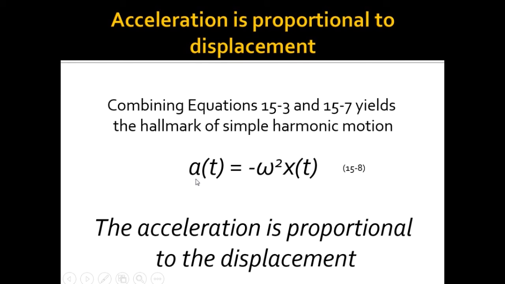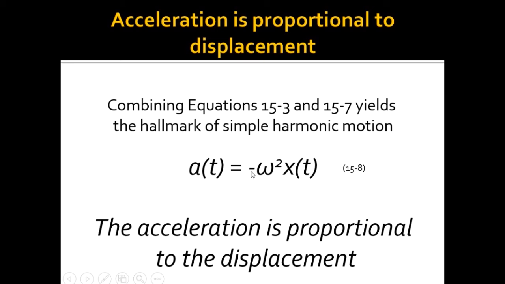That says the acceleration at some point in time of my oscillation is proportional to the displacement. Okay? So whatever the displacement is, I multiply it by negative omega squared, and that is the acceleration at that same moment in time. This is the hallmark of simple harmonic motion. It's an extremely important equation, and it shows us that the acceleration and the displacement are proportional.